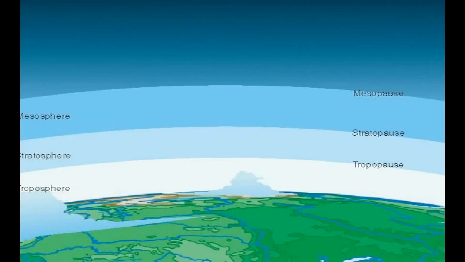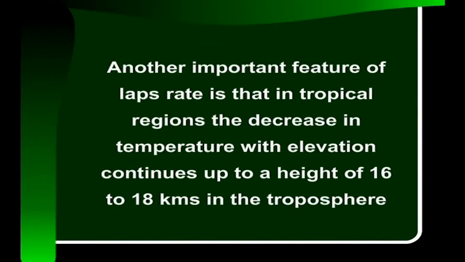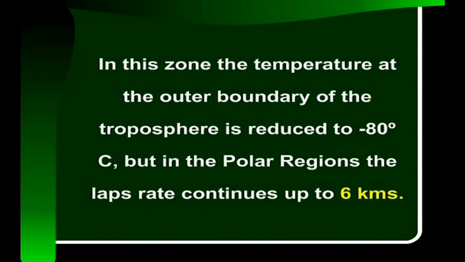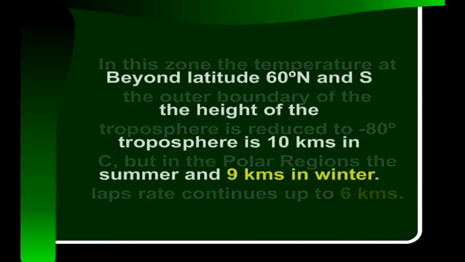Another important feature of lapse rate is that in tropical regions, the decrease in temperature with elevation continues up to a height of 16 to 18 kilometers in the troposphere. So, in this zone, the temperature at the outer boundary of the troposphere is reduced to minus 80 degrees Celsius. But in polar regions, the lapse rate continues up to 6 kilometers.